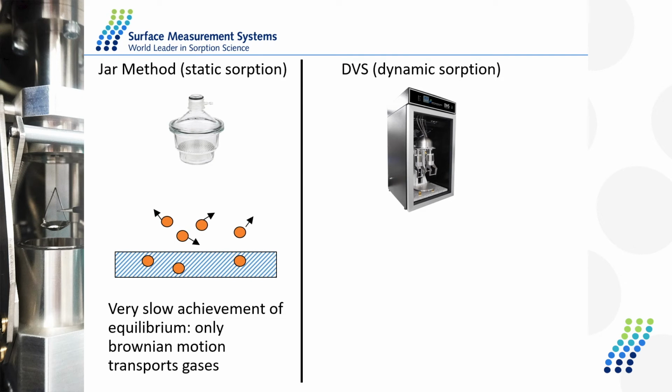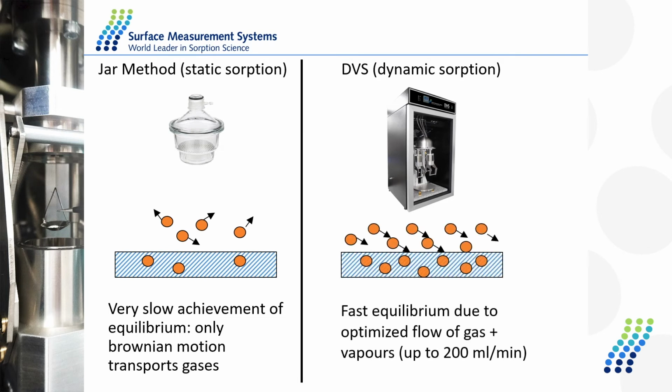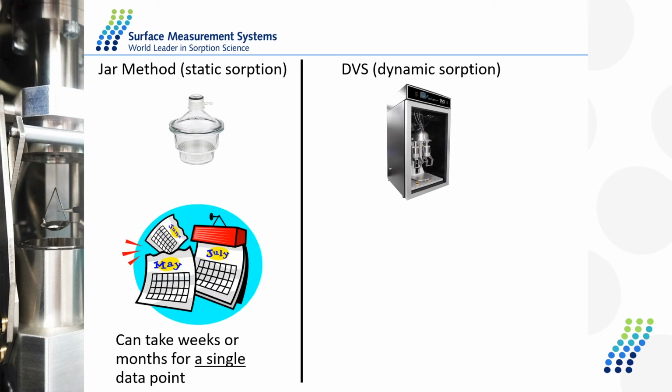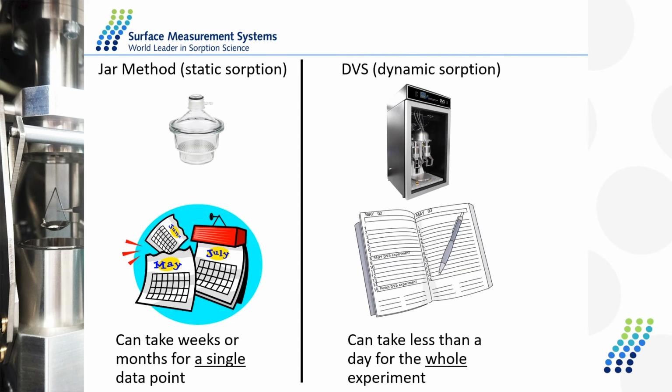Now, in the jar method, the only force that pushes towards the mass equilibrium is diffusion inside the desiccator itself. In a standard DVS, we have a gas flow that pushes molecules onto the surface of the sample. This allows us to reach equilibrium much quicker. And much quicker means saving of time, but also higher accuracy of the experiment. Because you have to think about the fact that whenever you measure something in a desiccator, you need to take it out of the chamber of the desiccator itself.